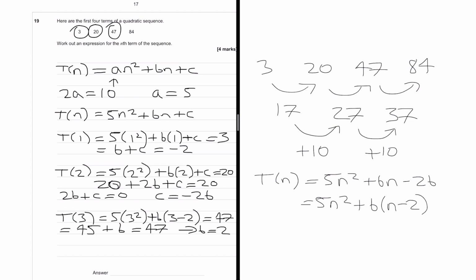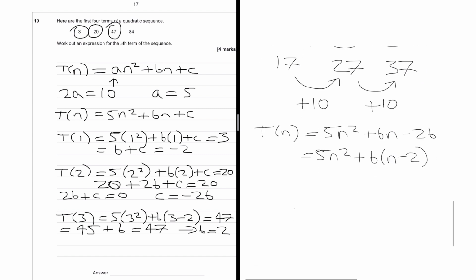And using this, we can also work out c. In fact, just because I'm running out of room, I'm just going to continue on the right-hand side. So if we use our other expression, and again, it doesn't matter which one we use, we just need an equation to work out c. We can use t1, t2, t of 3. So we'll just go for t of 3. Again, we have 5 times 3 squared plus b n plus c.